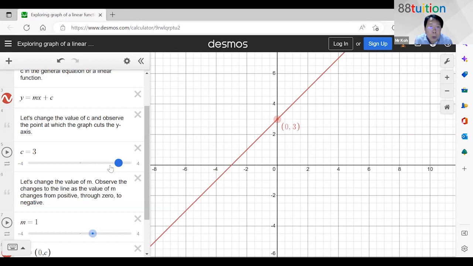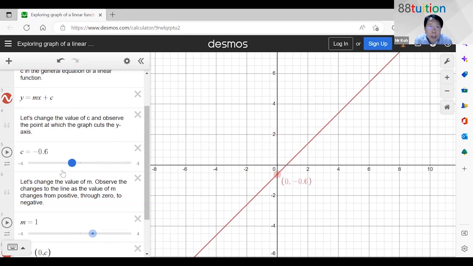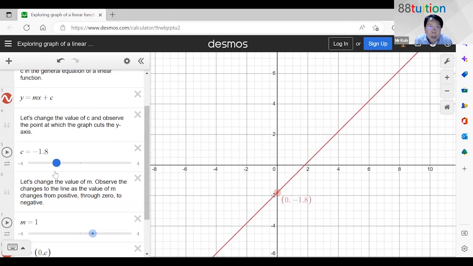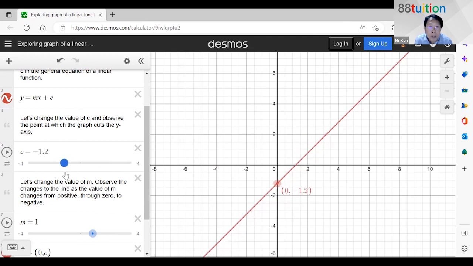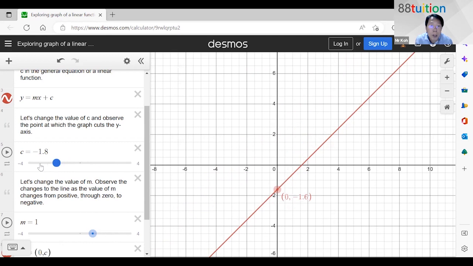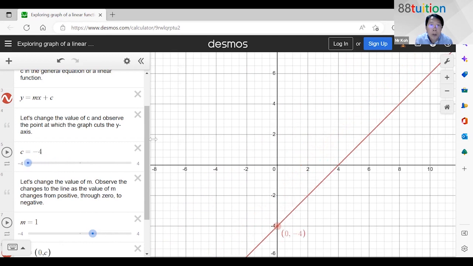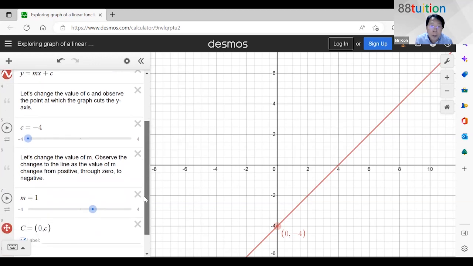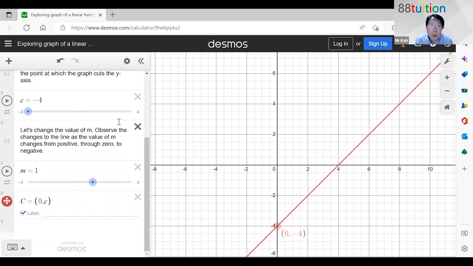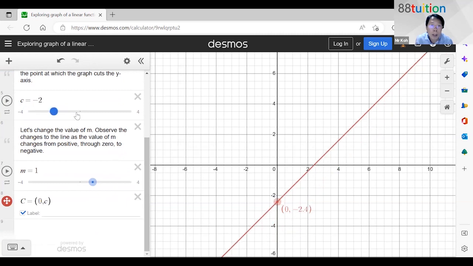Now, I can go to the other extreme. What happens if c goes to -1? So you see, as I move down to -1, the whole line moves down as well. Same thing, it will pass through -1, and then -2, -3, and -4. So later on, you can copy down this website, and you can also look at how the equation varies.